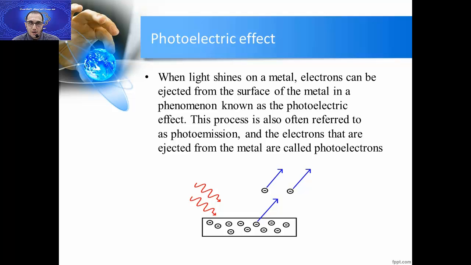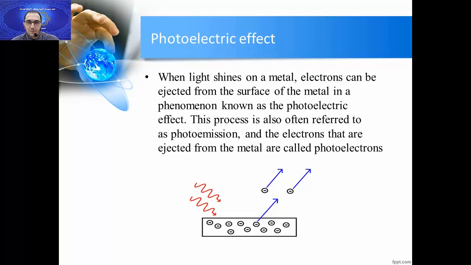Why did we say photoelectrons? Because these electrons that are ejected from the metal come out because of the light that shines on this metal. So photoelectric effect may come in the final exam: define photoelectric effect. We can say that when light shines on a metal, electrons can be ejected from the surface of the metal.